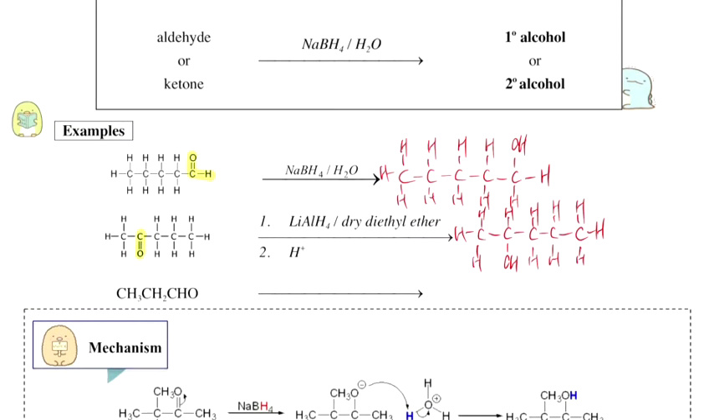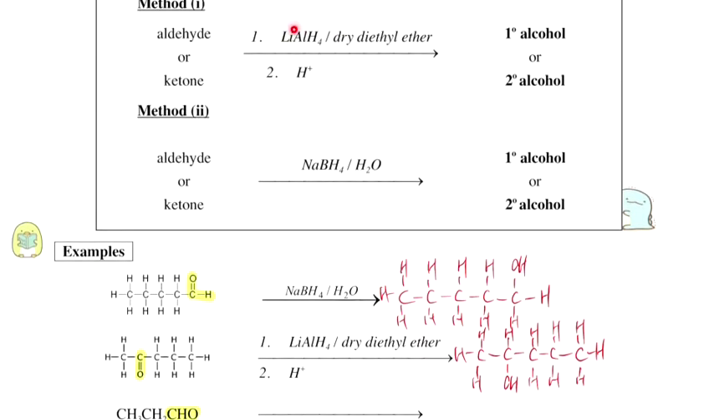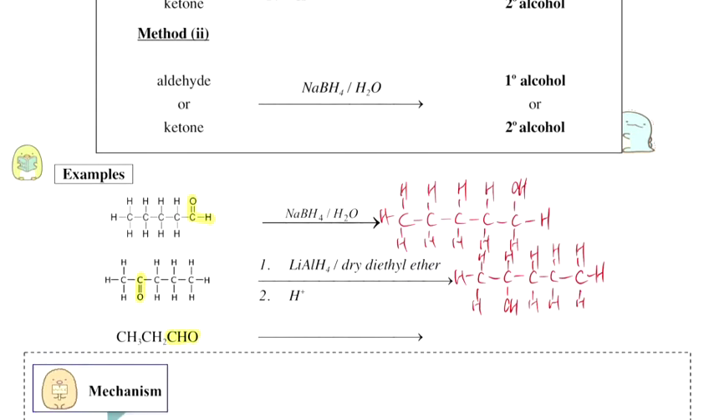Okay, and the third example, again, let's highlight the carbonyl group here. In the reagent, you can either choose lithium aluminium hydride in dry diethyl ether followed by an acid, or you can just simply choose sodium borohydride in aqueous solution. Make sure you label the reagent clearly. So here I will use sodium borohydride in water. After the reduction reaction, I will be able to get the alcohol.